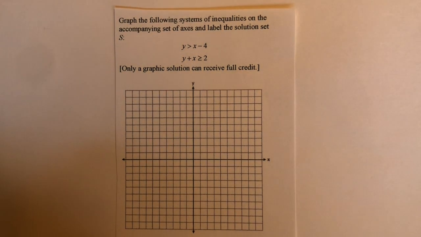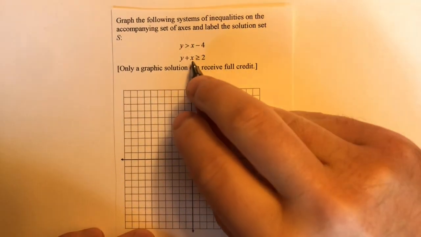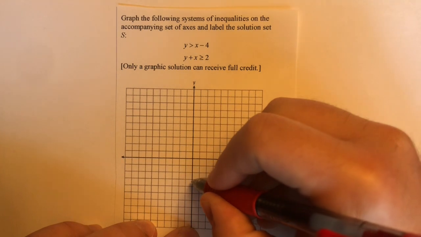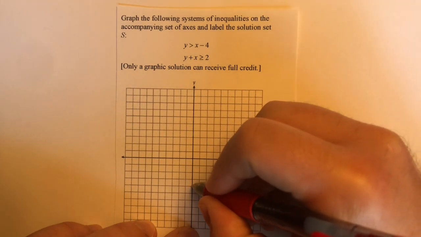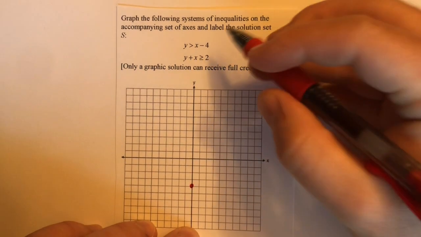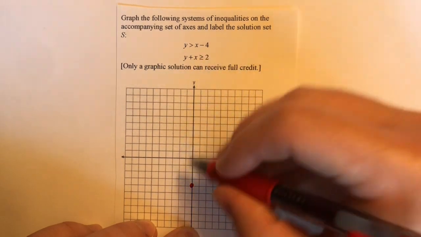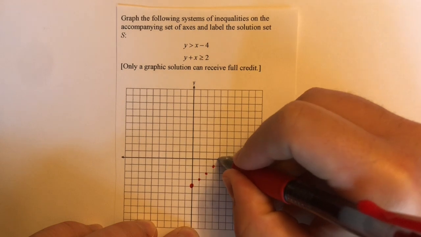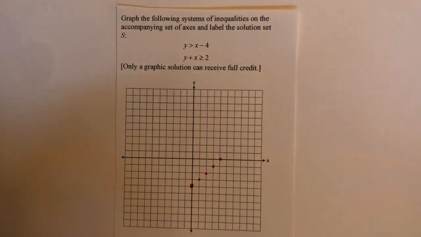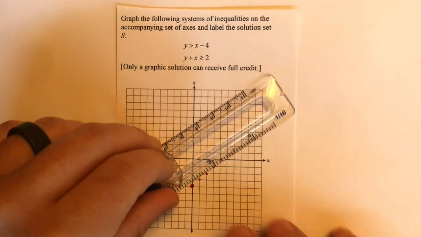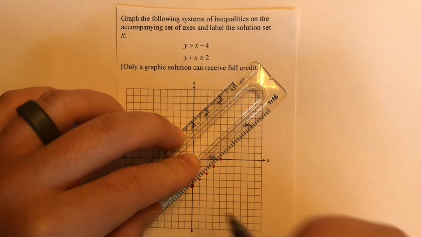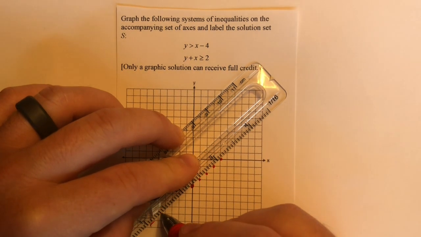All right, so the first one we're going to graph here is y is greater than x minus 4. So I'm going to graph that by starting at -4. Okay, that's my y-intercept. My slope, I'm going to go up 1 over 1. When I connect these points, I'm going to use a dashed line.